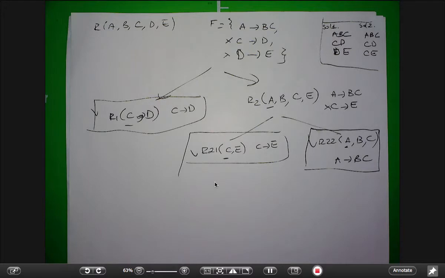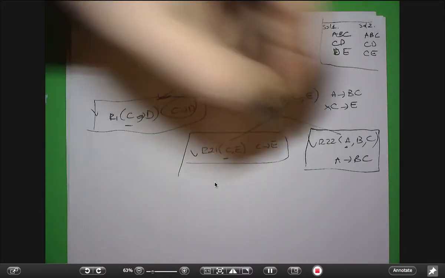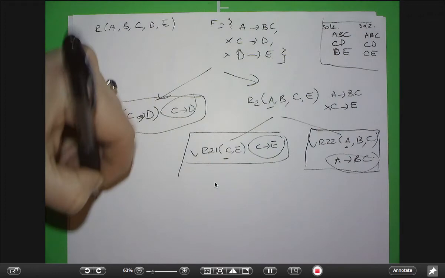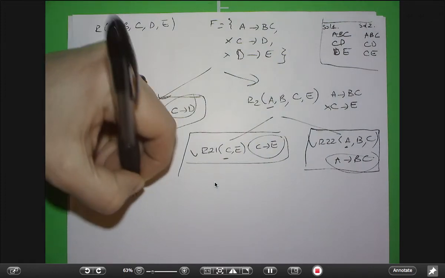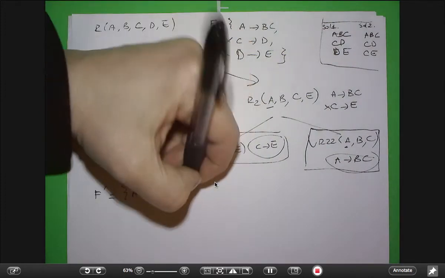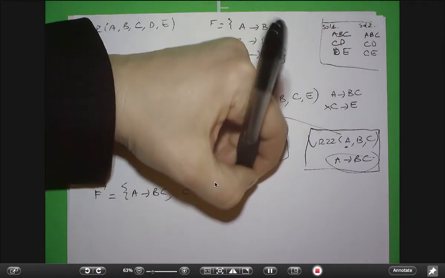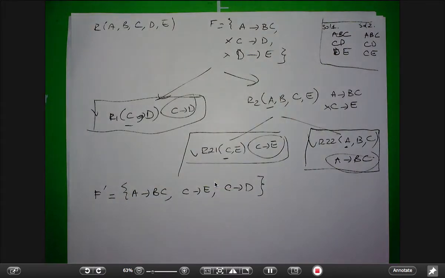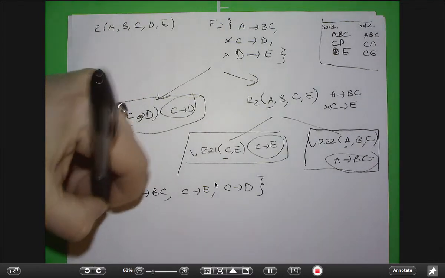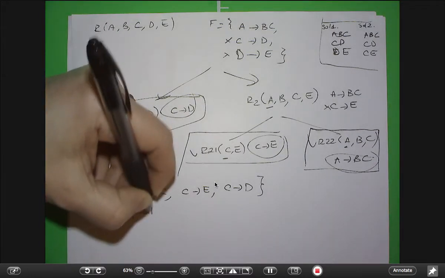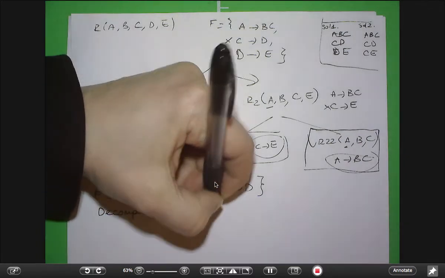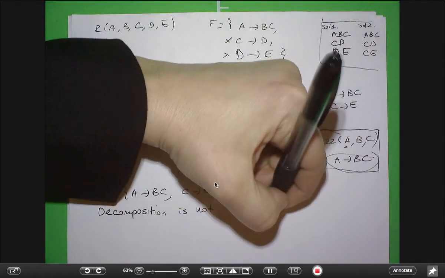So let's look and see, how about the decomposition? So is it dependency preserving? So what I have ended up with is A implies BC, C implies E, and C implies D. Is this decomposition dependency preserving? No. What is it lost? D implies E is no longer there, right? So this decomposition is not dependency preserving.